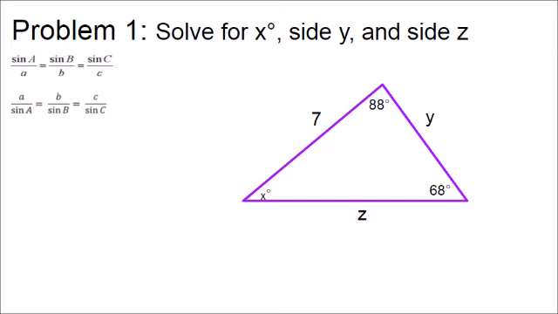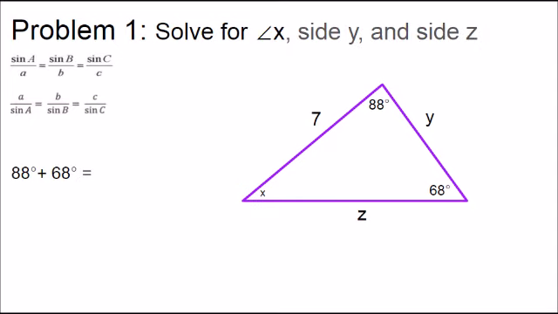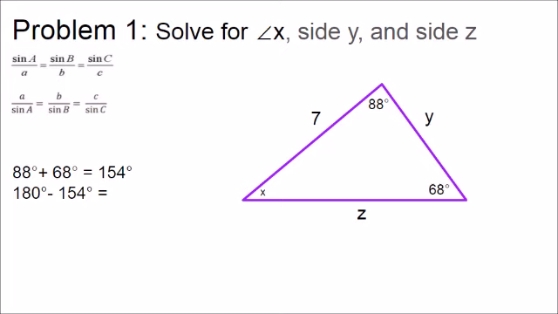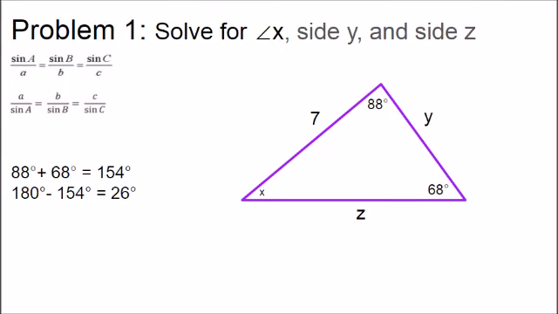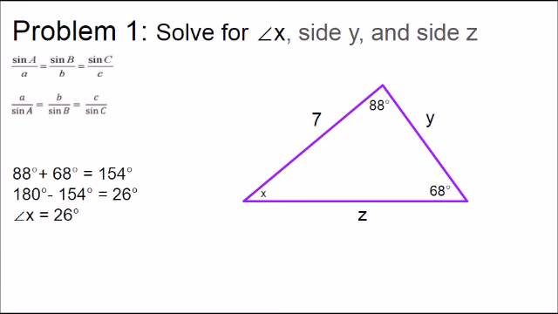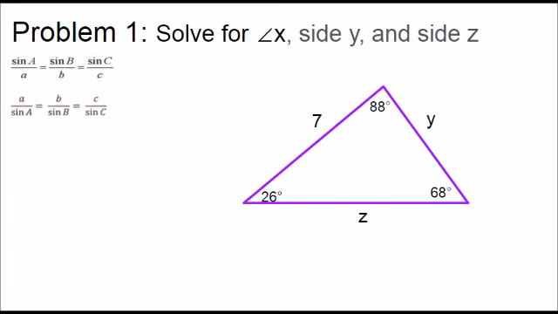So the first problem we're going to do is shown on the slide, and we need to solve for angle x, side y, and side z. We can start out easy and find x first because we already have two angle measurements, and all we need to do is add them up, which equals 154, and subtract 154 from 180, and you get 26. So angle x equals 26. Now that we have found angle x, we can solve for side y.